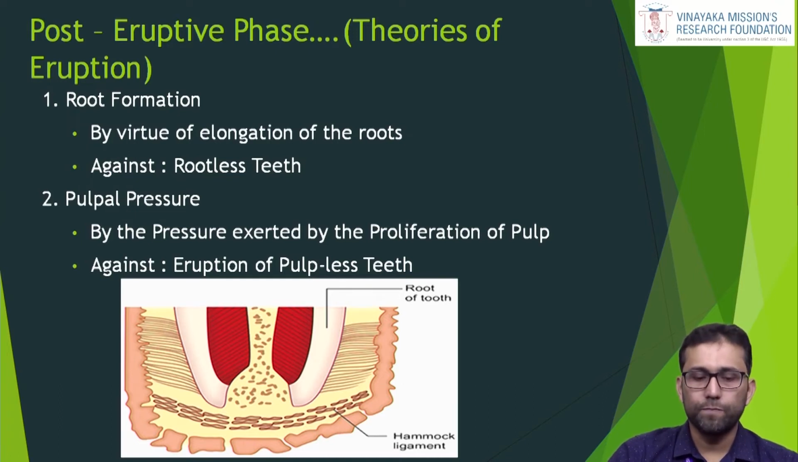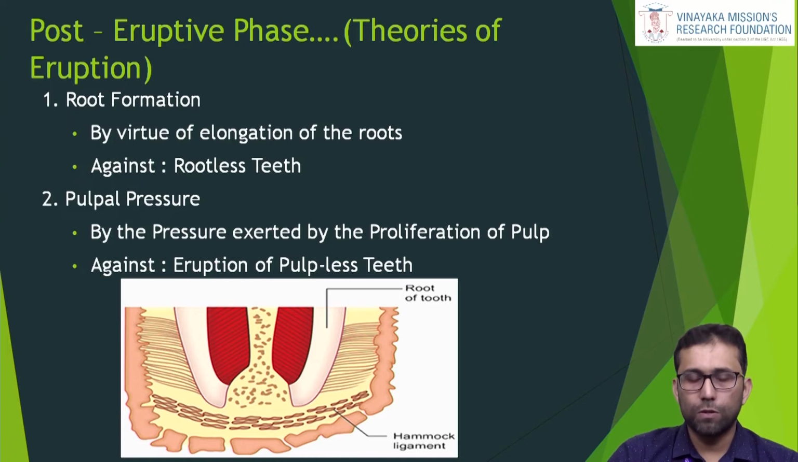Next is the pulp theory. Pulp theory suggests there is a pulp within the tooth, and there is a pressure which develops as the pulp proliferates. When the pulp proliferates, the pressure is exerted downwards or apically. This will in turn push the tooth out of the bony crypt, resulting in the eruption of the tooth. A factor proposed against this theory is that a tooth which is pulpless also shows eruption with the normal procedure. So even when you don't have a pulp, it results in the eruption of a tooth.